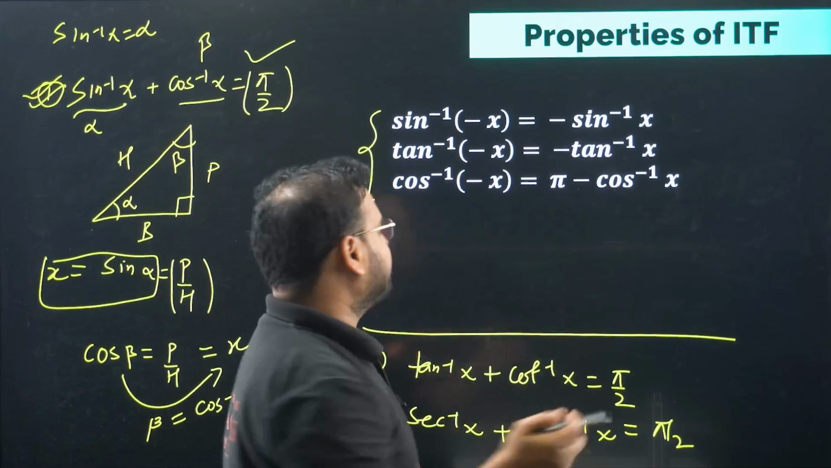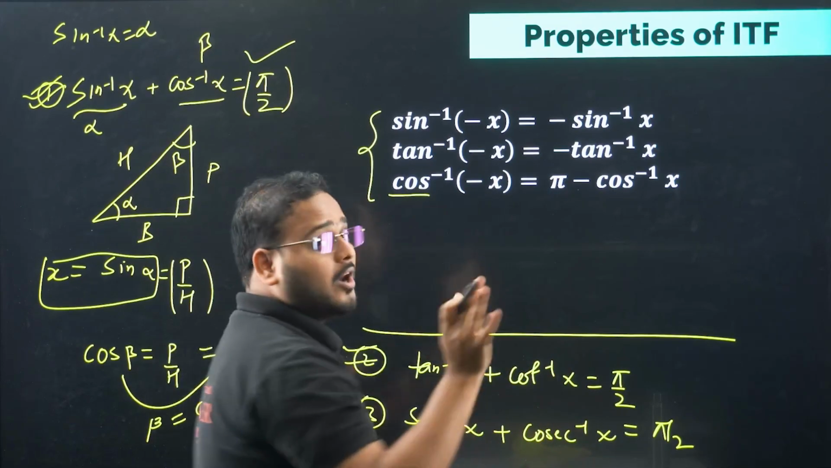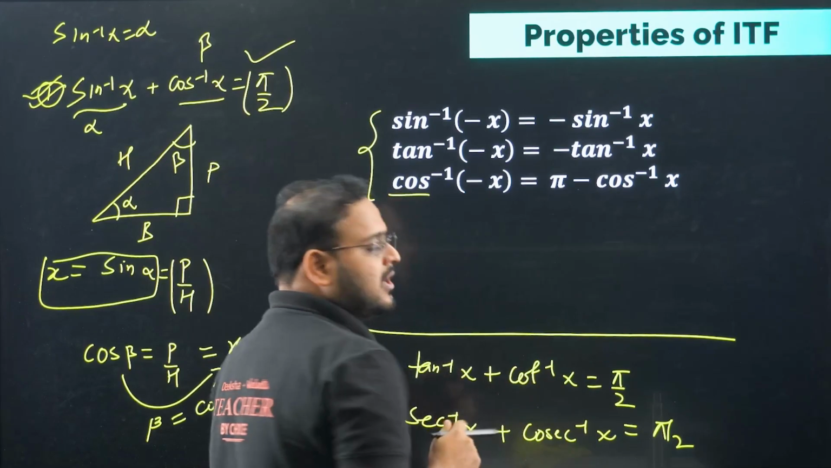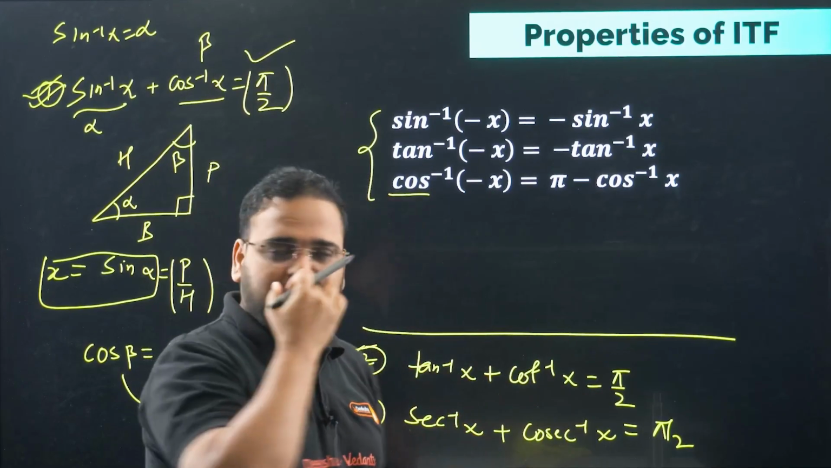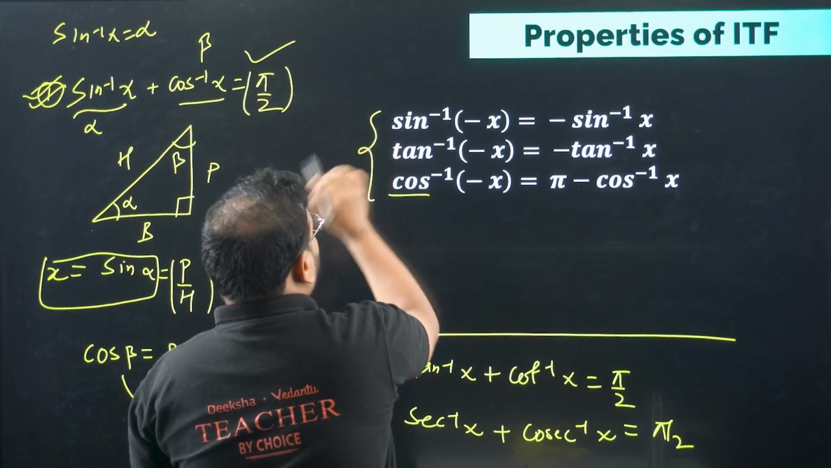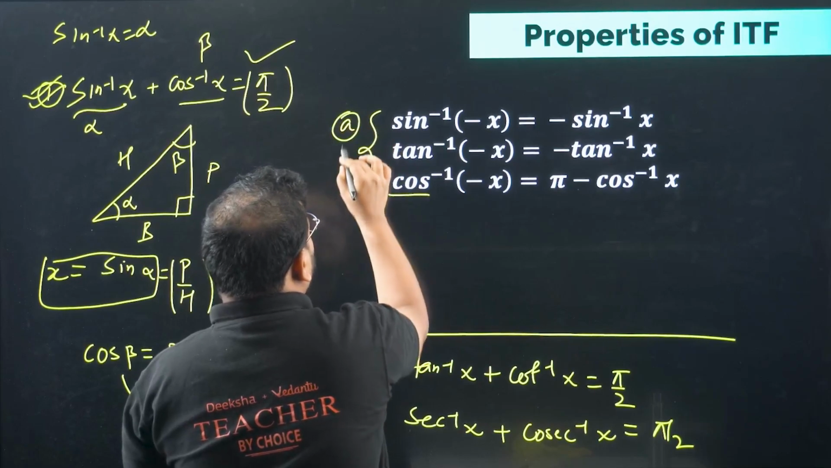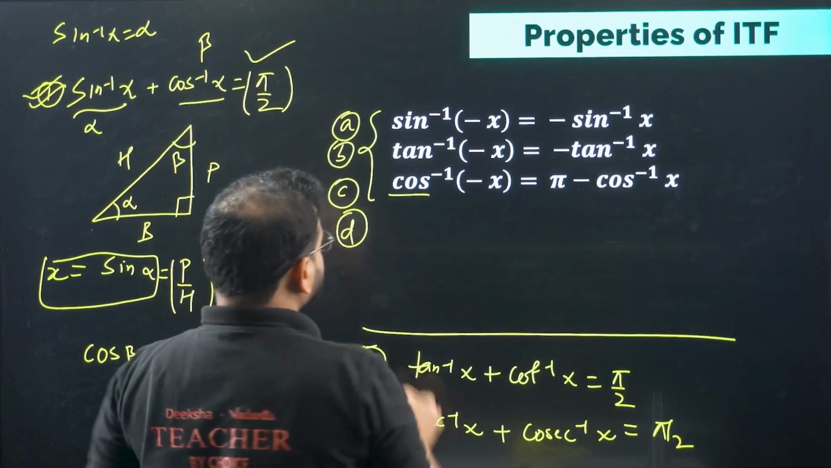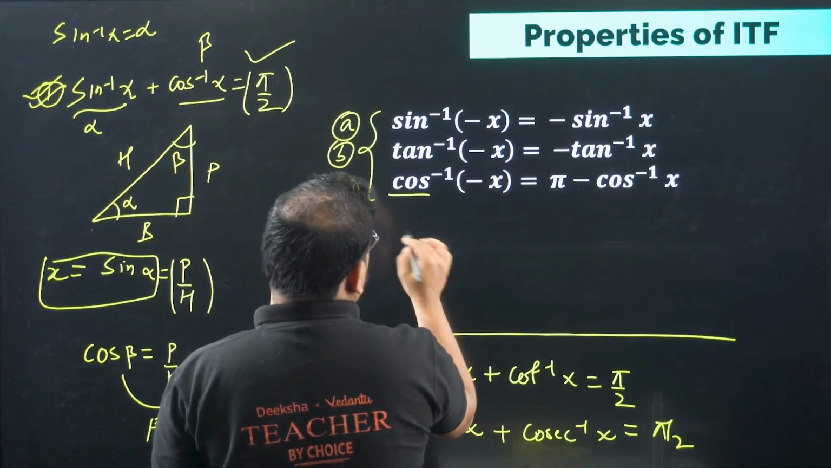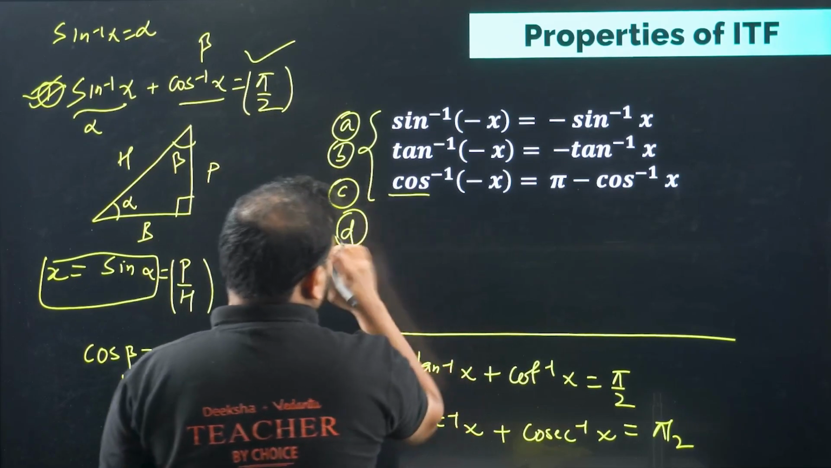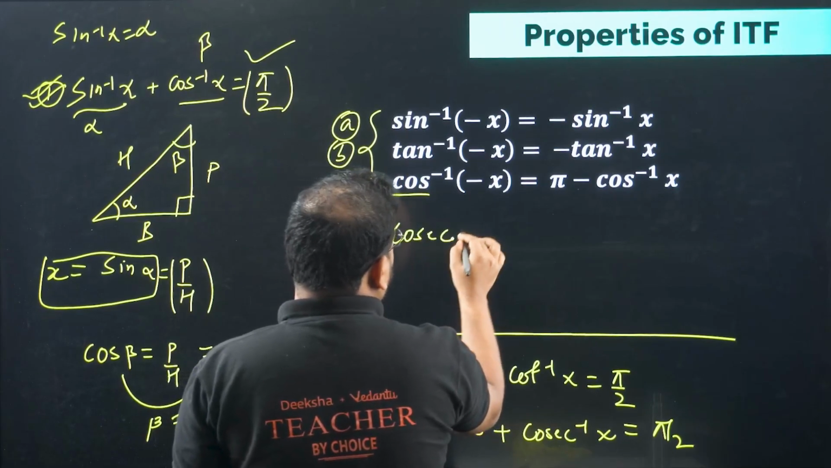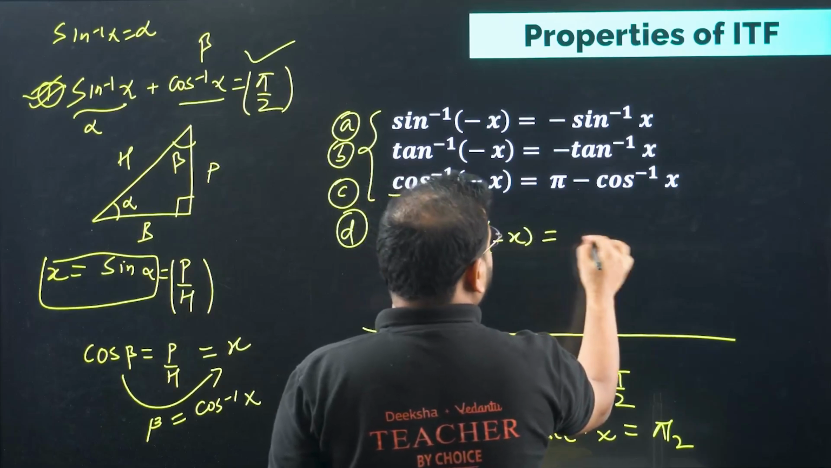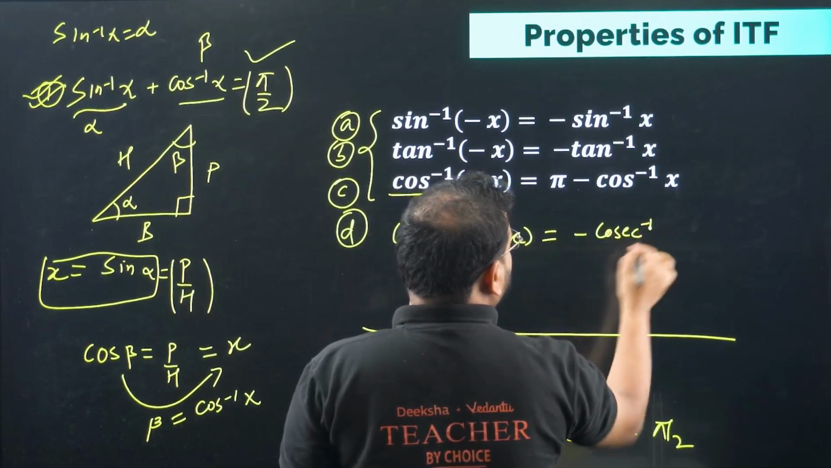But please check this out. Cos inverse is neither odd nor even. So we get here the result as pi minus cos inverse of x. How do we get it? Not important for us. If you remember the formula, that's good enough. Again we have here a, b and c, and we have d also. Let's write sin, cos, tan. Next will be cosec: cosec inverse of minus x, I get the same thing, minus cosec inverse of x.